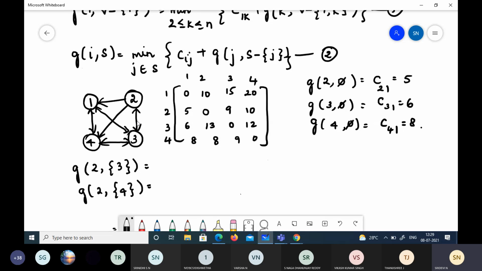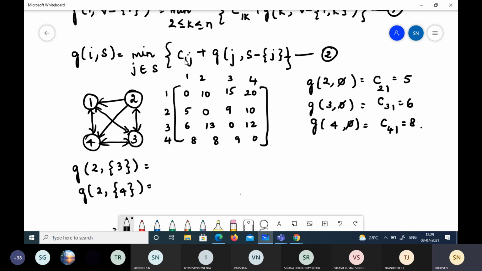Now what we are doing is including one vertex in this set S. So 2 with the combination of 3 and 4. I cannot include 1 because 1 is the starting vertex. So finally we'll include that for the last one. From 2 we can reach 3 and 4. So 2 of 3 and 2 of 4. See here, from this we have to take the minimum distance. So first let's calculate that.